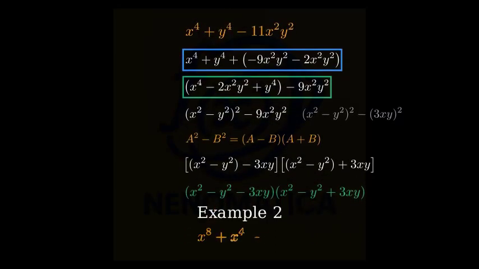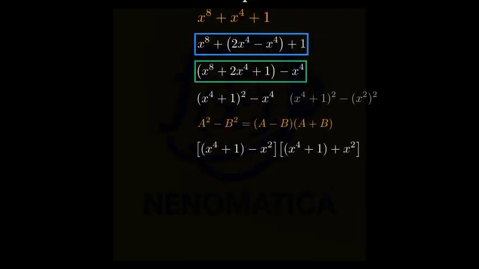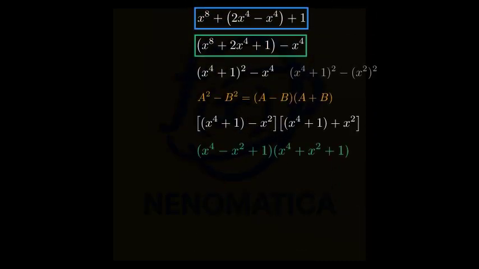Example 2. We will factor the expression x^8 + x^4 + 1. Step 1. Group terms to complete a square. Step 2. Regroup as a perfect square minus a fourth power. Step 3. Rewrite as a square minus a square to apply the identity. Step 4. Factor using the difference of squares identity. Step 5. Write the clean factored form.